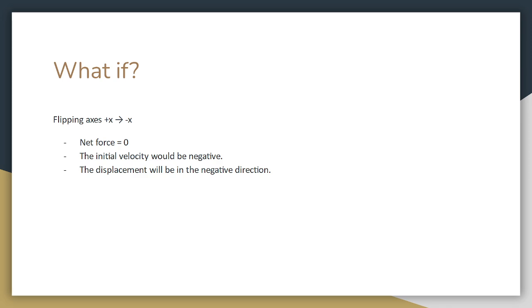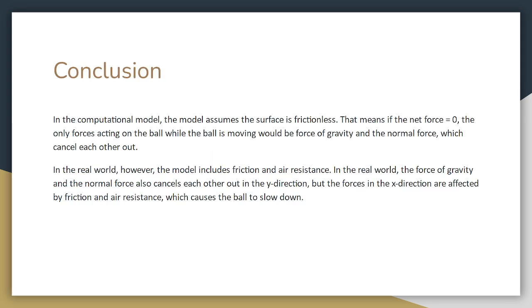What if the axes were flipped when observing motion? The net force on it would still be zero, but the initial velocity would be negative. And if the initial velocity is negative, that would cause the displacement to be in the negative direction.